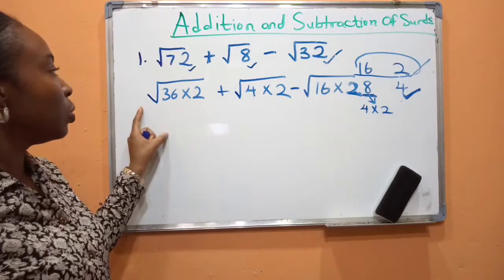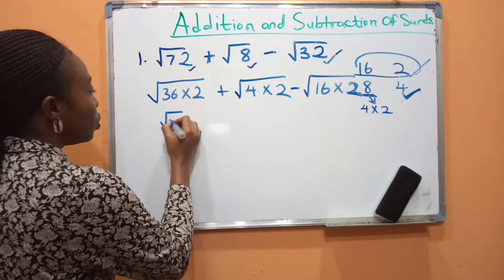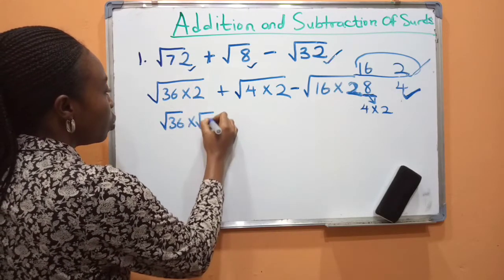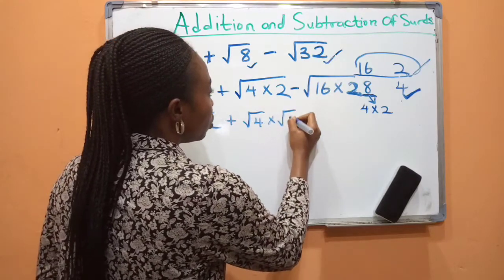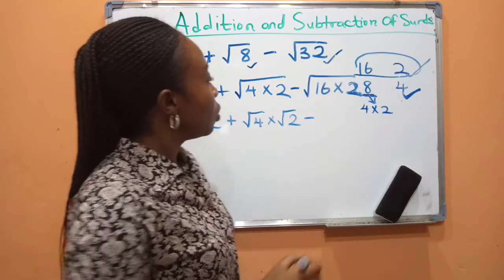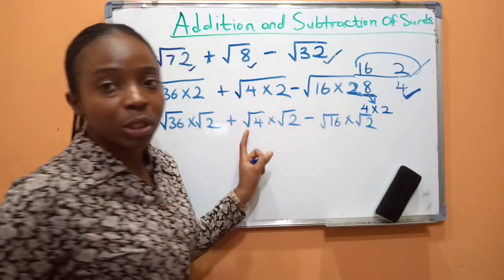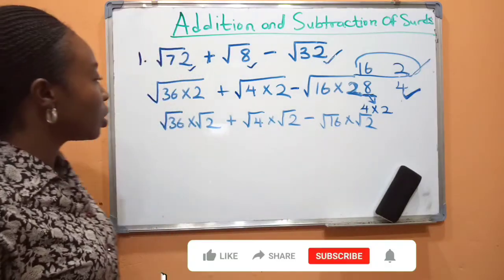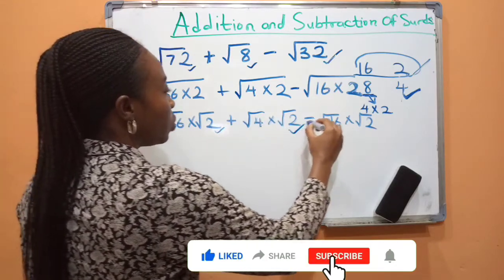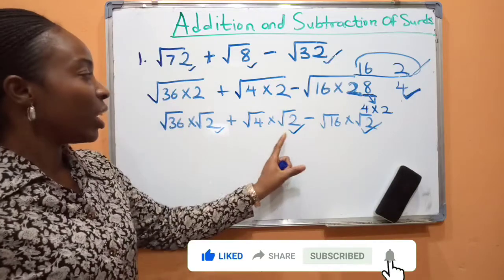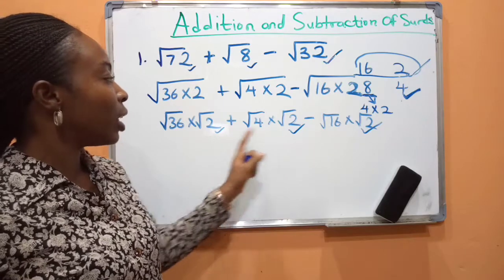So the next thing we are going to do, let's further break it down. This is the same as saying root 36 times root 2 plus root 4 times root 2 minus root 16 times root 2. They are the same thing. Now, if you take a look at all of these, you will notice something. They now have similar surds. We have root 2 here, we have root 2 here, we have root 2. So now that we've arrived at this, we have like terms, okay? So it becomes very easy for us to add and subtract.